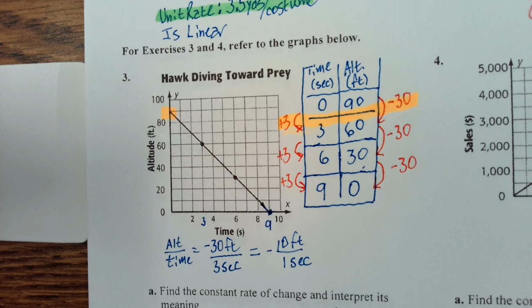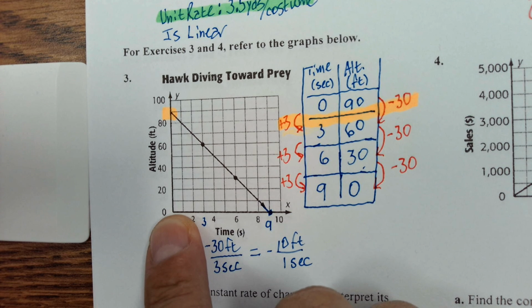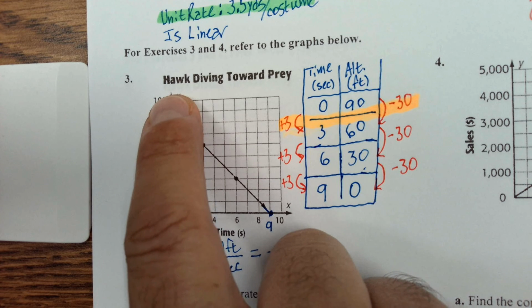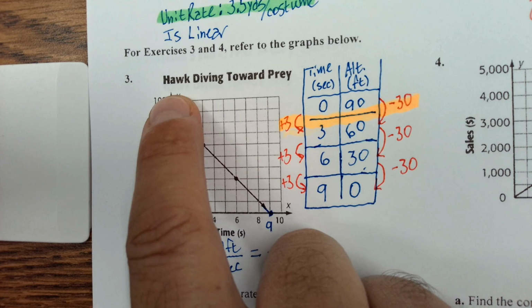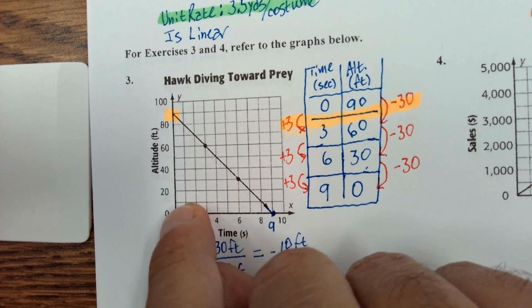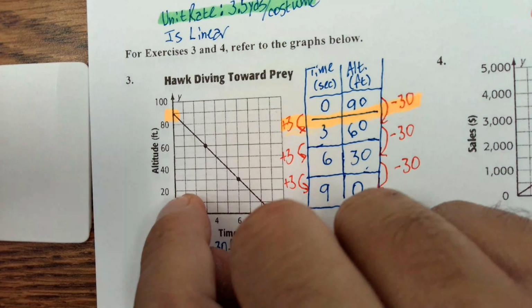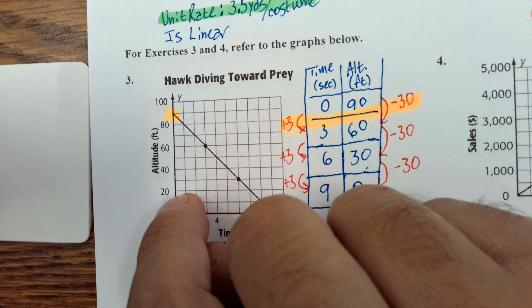And what we care about to see if it's a proportional linear relationship is what happens when x is 0. When x is 0, when time is 0, what's the altitude? 90. In order for this to be a proportional linear relationship, when x is 0, y has to be 0. In other words, we want to start here at 0, 0 and go either up or down.